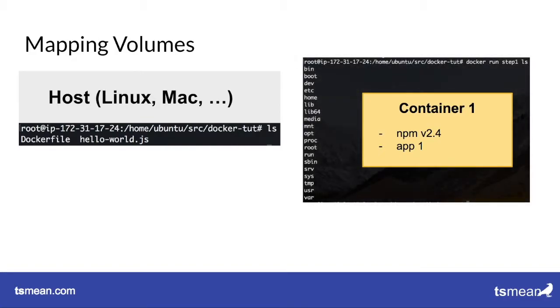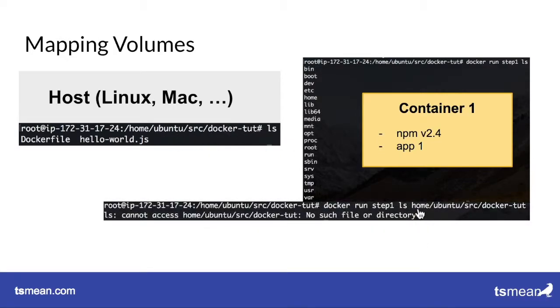But in the container, when I run the same ls command, we have seen we can just put in commands to the Docker container, then I see it puts out a whole new list of directories that is not here on my host. Also, if I try to go to this directory, home Ubuntu source docker, which is this one, I see this directory doesn't even exist. So there's really a lot of isolation going on.